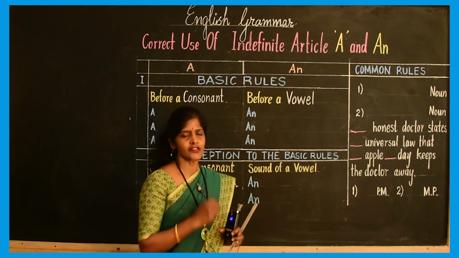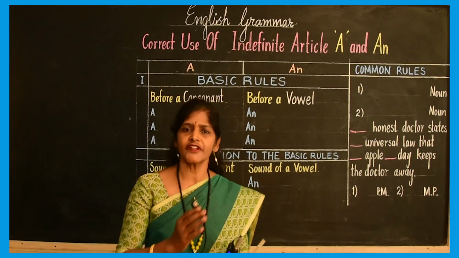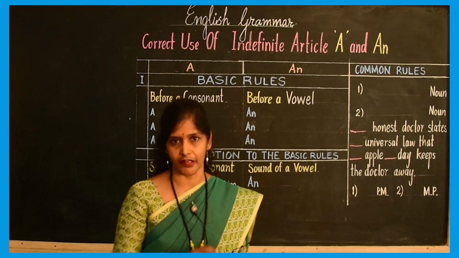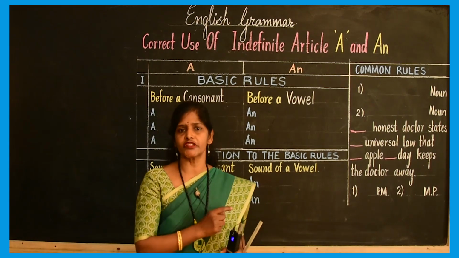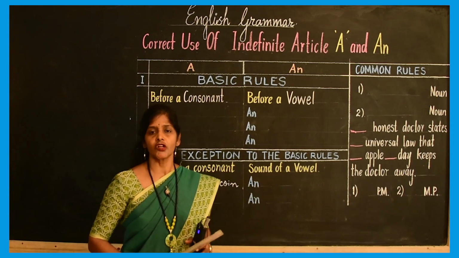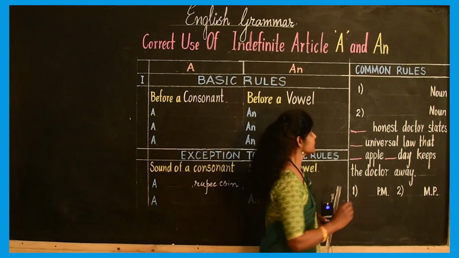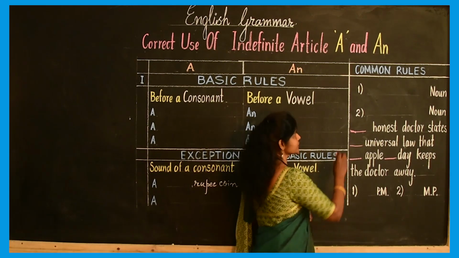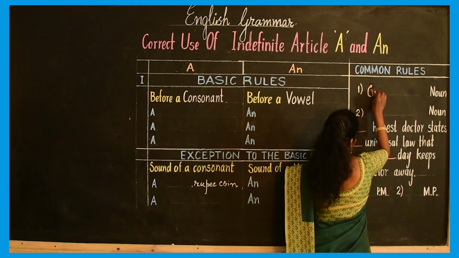Now, there are specific rules that govern these two articles independently, and there are rules which are common to both the articles a and an. Let us focus our attention on the common rules first. The common rule says both the articles are used with countable nouns.